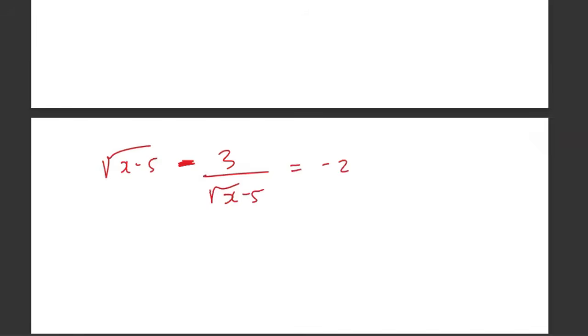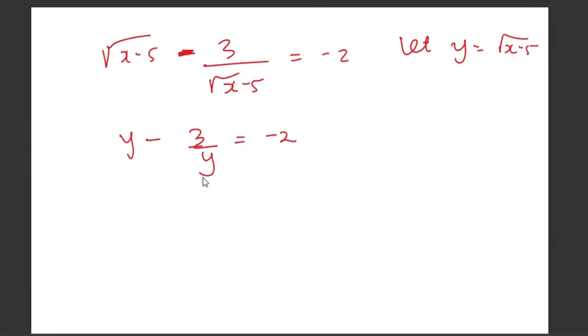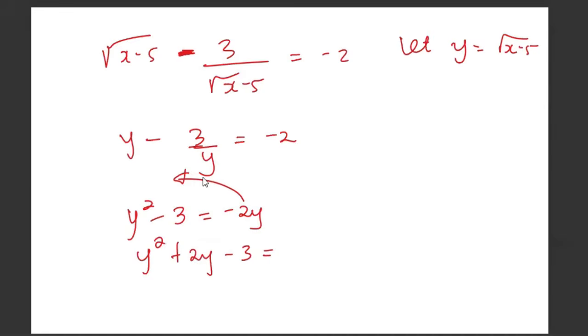So what I'm going to say is let y be equivalent to the square root of x minus 5. So that's going to be y minus 3 over y must give us negative 2. And then let's multiply through by the y. So that's going to be y squared minus 3 is equal to negative 2y. Let's move this to that side. So it's y squared plus 2y minus 3 is 0.